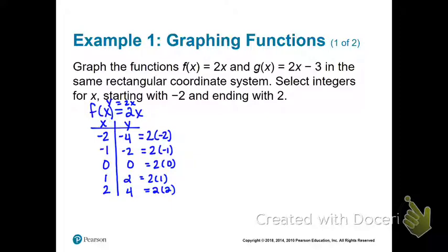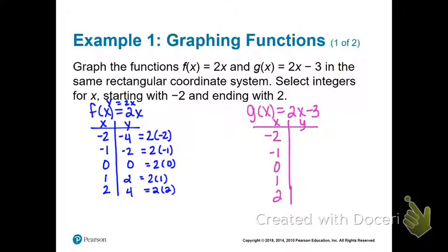Alright, then we're going to graph g of x, which is equal to 2x minus 3. Well, remember, g of x is the same thing as y equals. So we're going to do the same thing. We're going to build a table here. My x's, it told us to use -2 to +2 still. And then I'm going to plug in my x's to solve for my y.